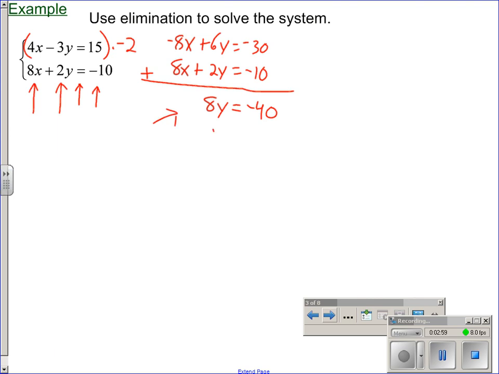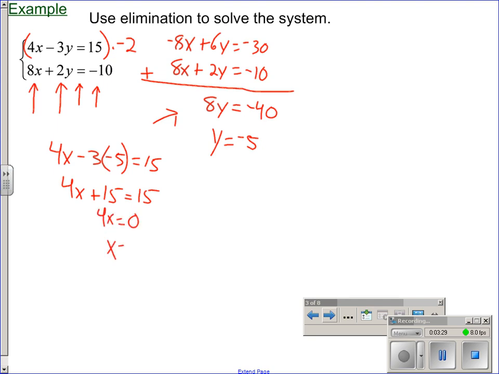All right, divide by 8 to solve for y. We get negative 5. There's part of our answer. We're missing the x value. So go back to one of the original equations, it doesn't matter which. 4x minus 3 times negative 5 equals 15. Just plugging in the y value, solving for x. Subtract 15, we get 4x equals 0. That means x is 0. So our answer is the point (0, negative 5).